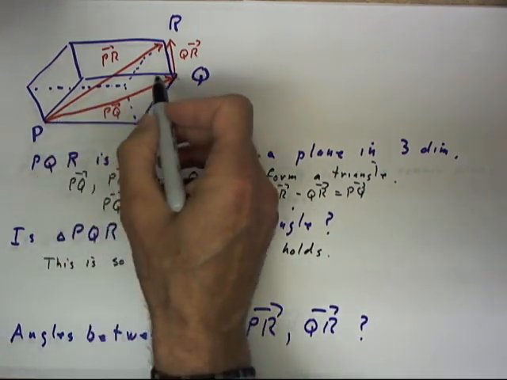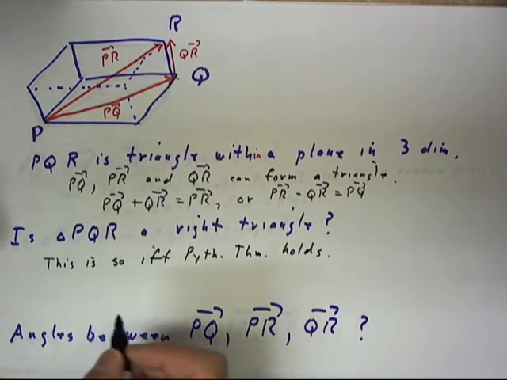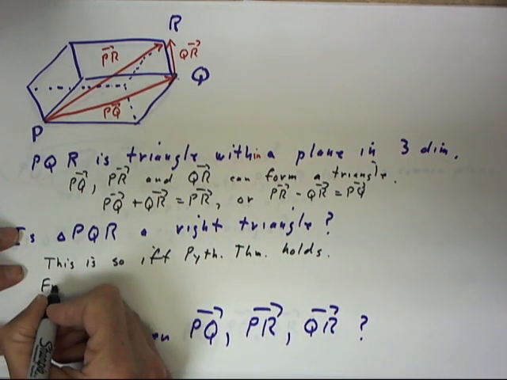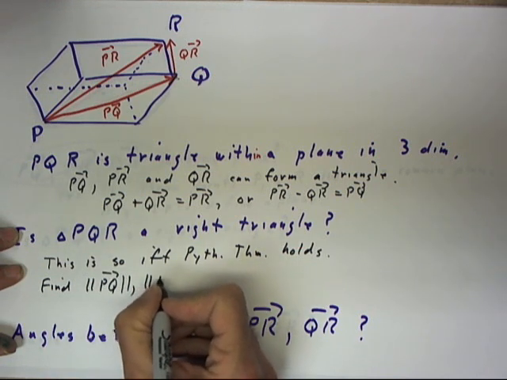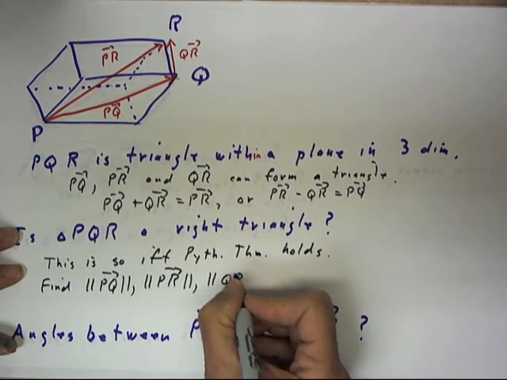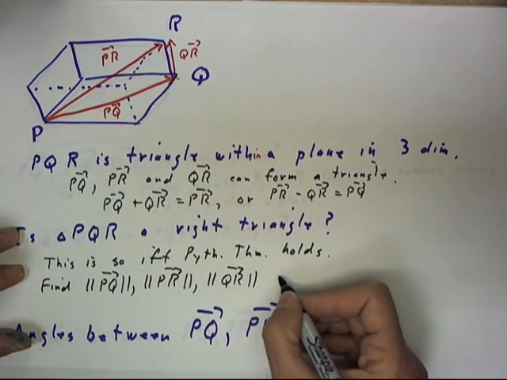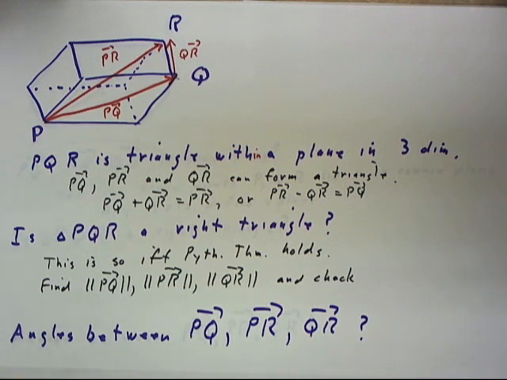Now, looking at the orientation of this, we can't necessarily tell which of these would be the hypotenuse, which would be the legs, but we can find the magnitude of PQ, magnitude of PR, and the magnitude of QR, and check. Whichever of these two are least, if their squares add up to the square of the other, then we have a right triangle. Now, we can also ask the question, what are the angles between these various vectors?